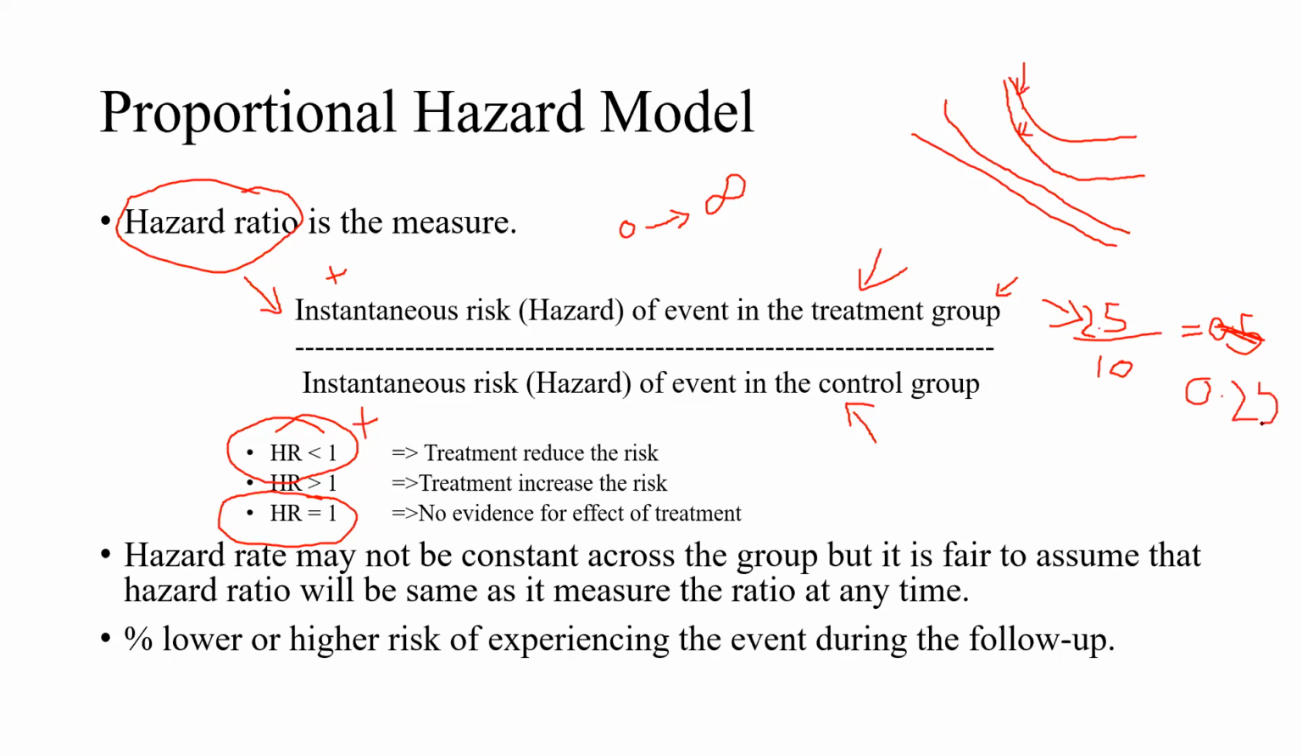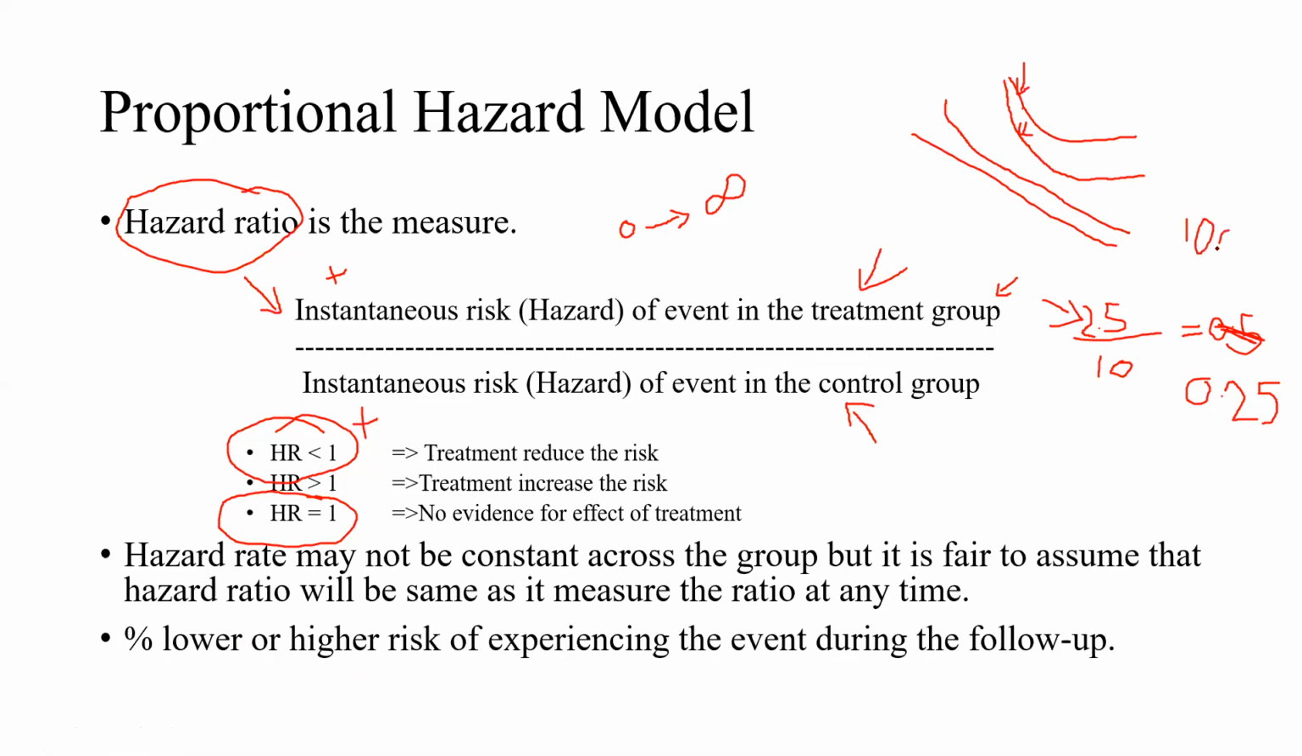So how are we going to interpret this hazard ratio? If we get a hazard ratio of 0.25, what does it represent? It is a percentage lower or higher risk of experiencing the event during the follow-up. Suppose both groups have equal force of occurrence, equal hazard, then the ratio will be 1, which we assume to be 100%.